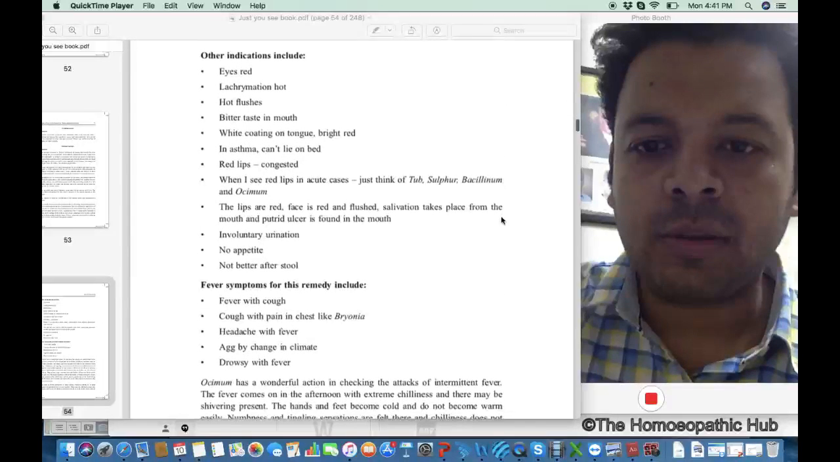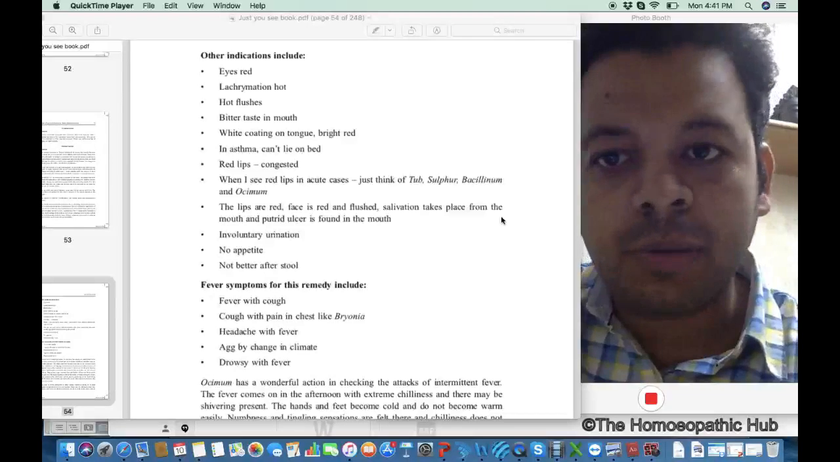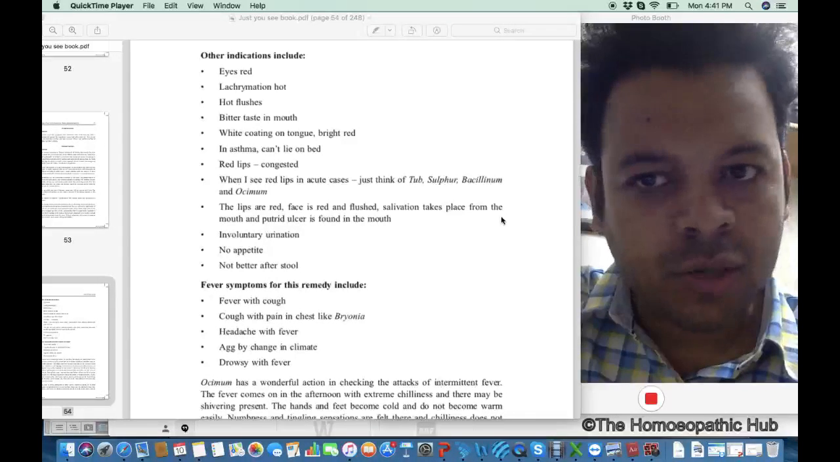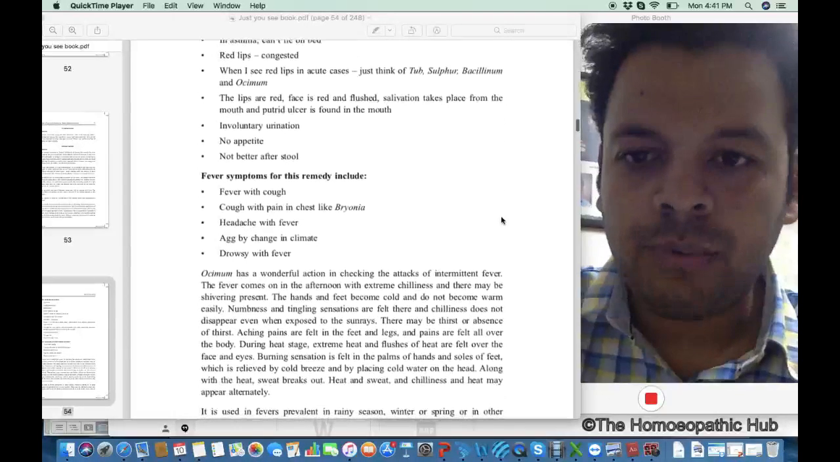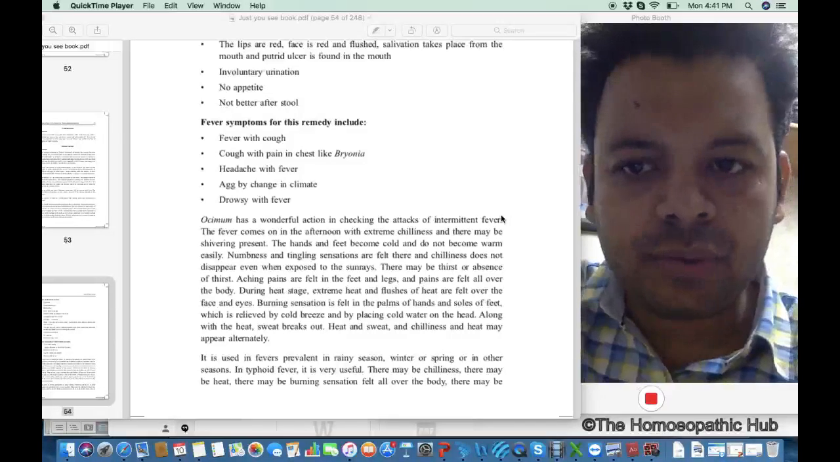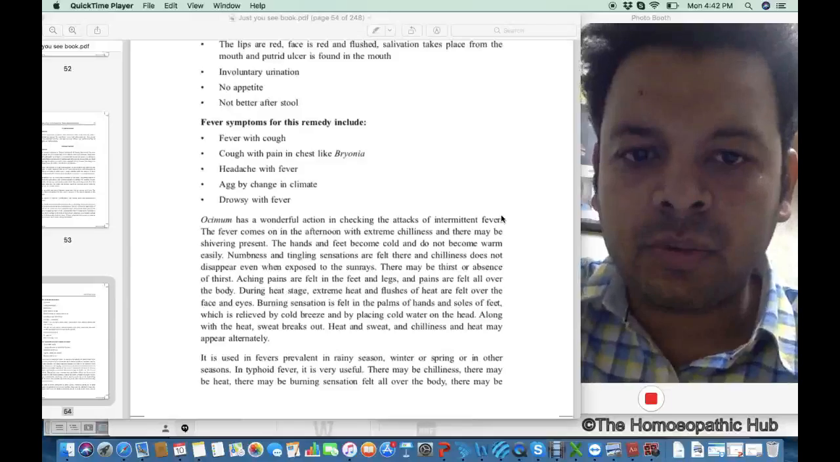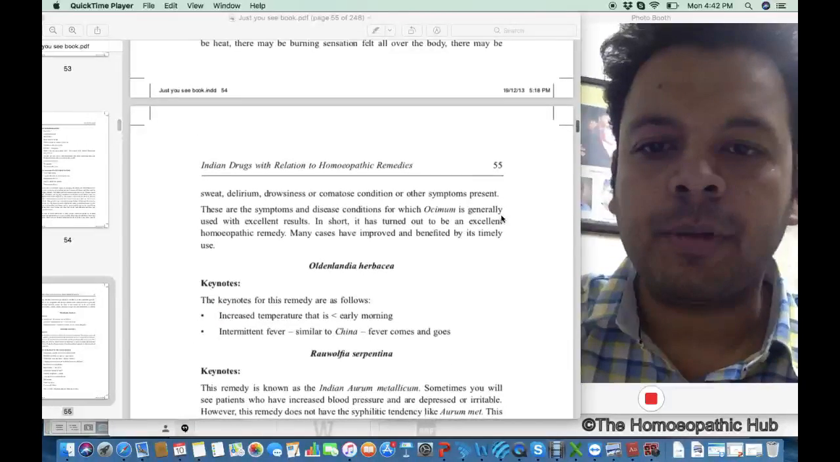So for flu-like symptoms in children, Ocimum Sanctum is a very important remedy. I've put together some indications for you. Red eyes, hot lacrimation, hot flushes, bitter taste in the mouth, white coating on the tongue, red lips. Fever will have cough with pain in chest, drowsiness. Almost you will get confused with the remedy Bryonia or Gelsemium, typically.